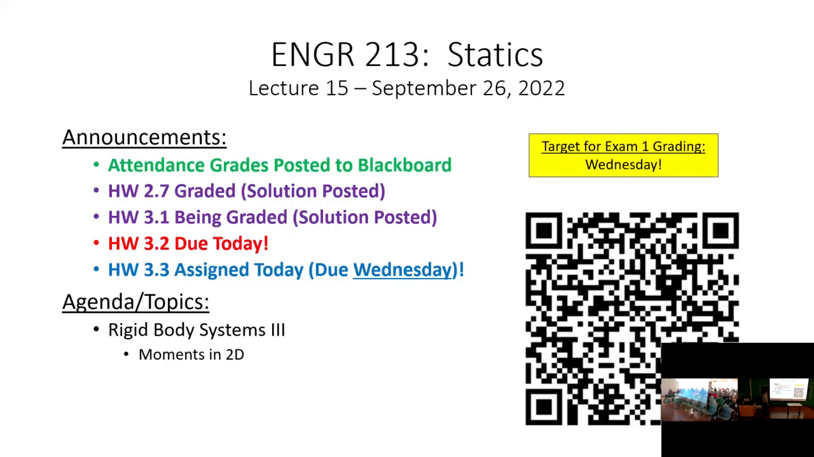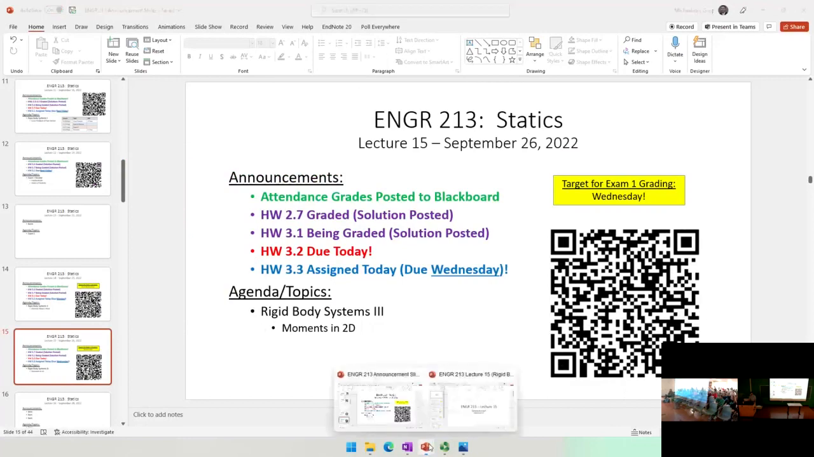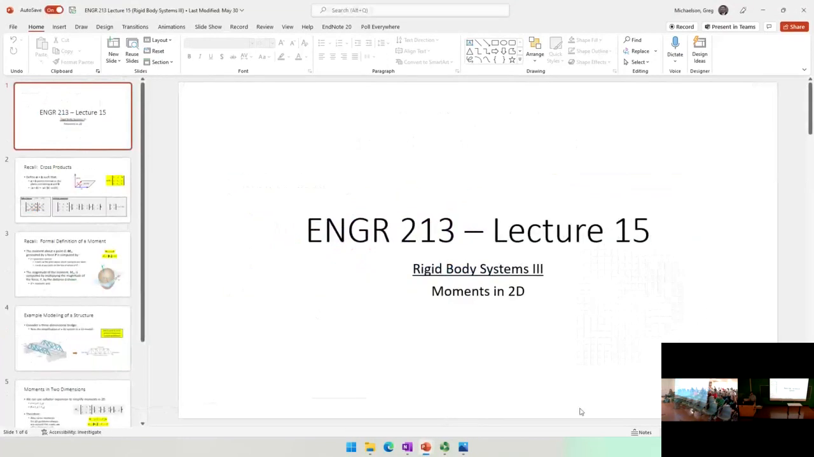3.3, this assignment and this lecture, is probably going to be among the most seminal as it relates to your understanding of moments, because we're going to take what we did on Friday and make it simpler by dealing with situations where we're only concerned about moments in 2 dimensions. We'll find that we can greatly simplify the math and dispense with a lot of the ijk vector notation. Let me go to the lecture notes, but I'm also going to take a step off to the side and talk a little bit about moments in general.